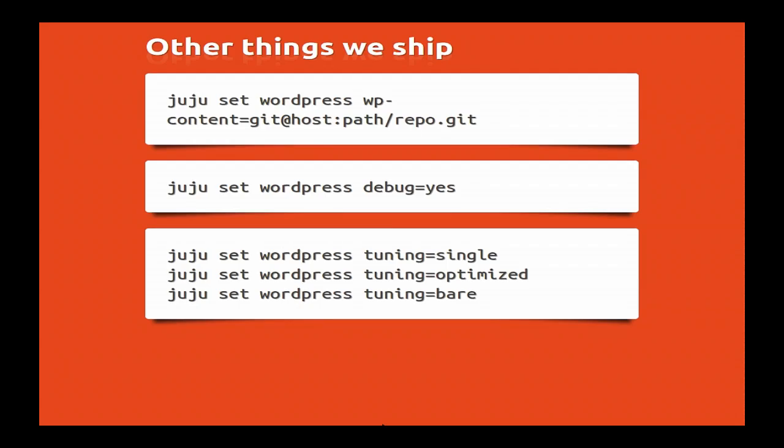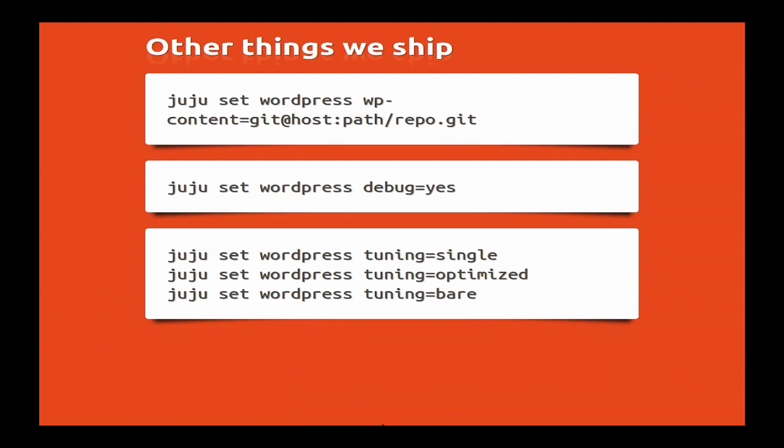So other things we ship, you can do cool little options that are in the charms. Marco thought it was a good idea: wouldn't it be great if the WordPress content, you could stick that in a repo somewhere? So we add an option for it. You can do set debug yes, and your logs will start to get filled up with stuff.